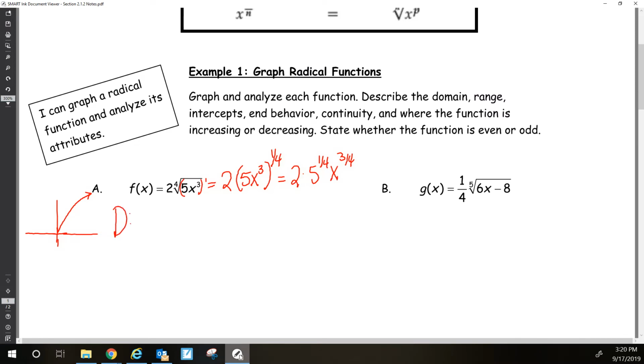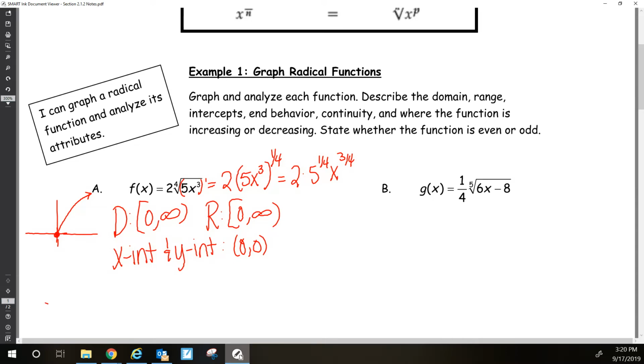What's the domain of this function? From 0 to infinity. There is a point here, so we're going to include that 0. The range is also 0 to infinity. Where are my x and y intercepts? They are the same for this one, and that is right there at the origin, (0, 0).